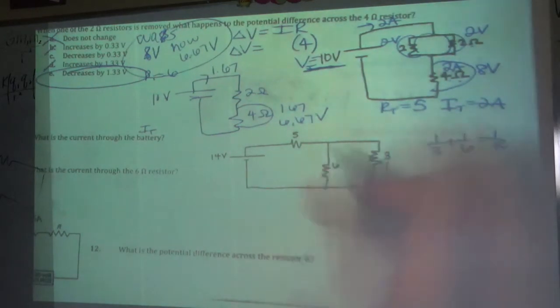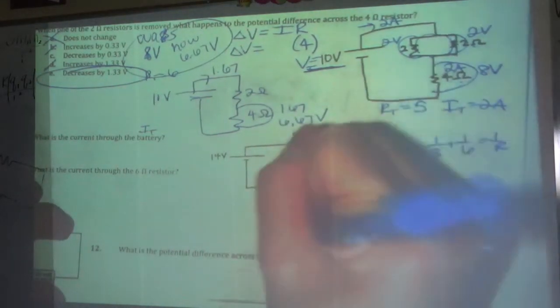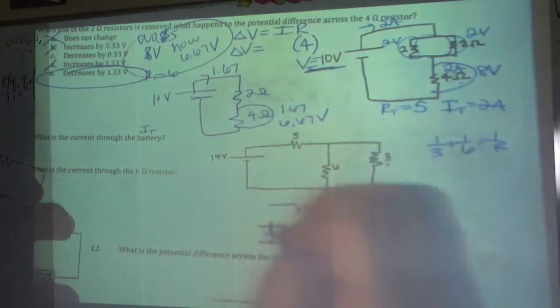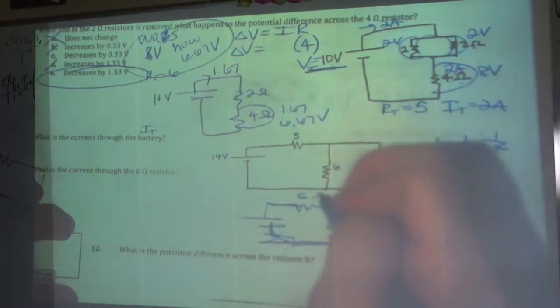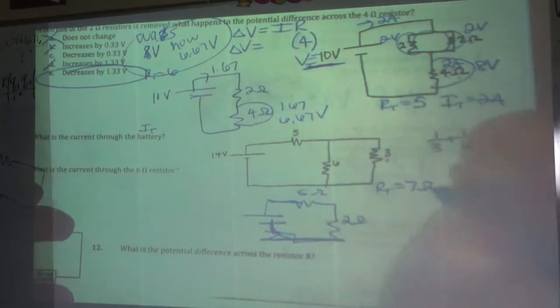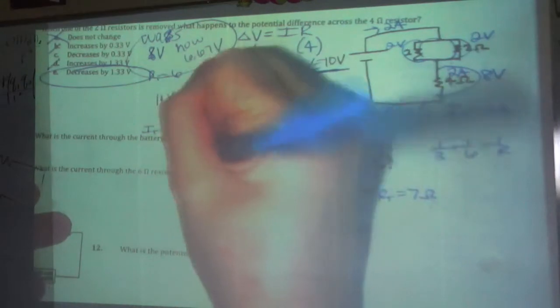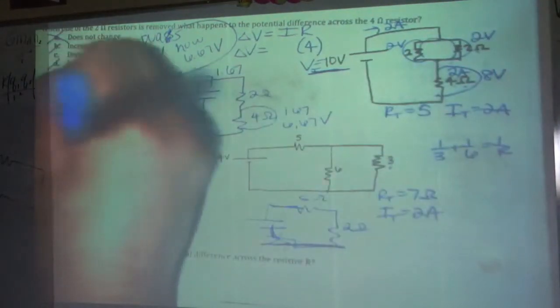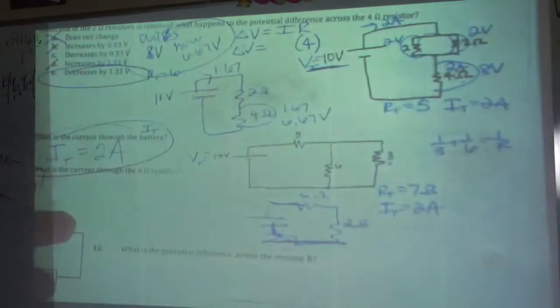Yep, this just becomes 2, so it's like a 5 and a 2 ohm. This is a 5 ohm, this is my 2 ohm, so that means that our total is 7 ohms. And if this is my total voltage right here, that means my total current is 2 amps. So I through the battery is just the total current, 2 amps.